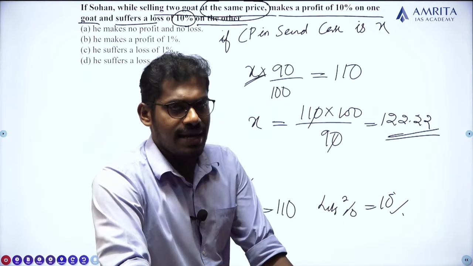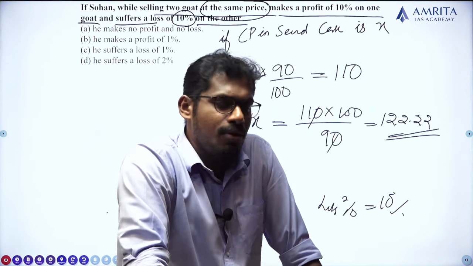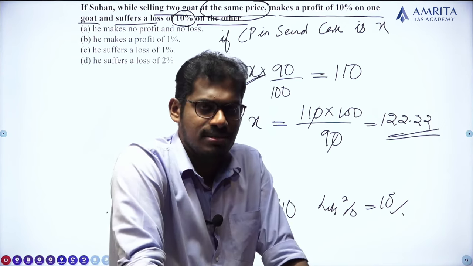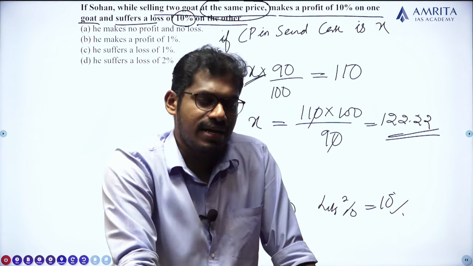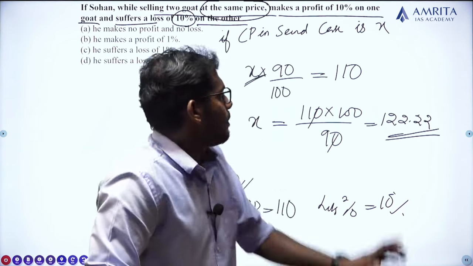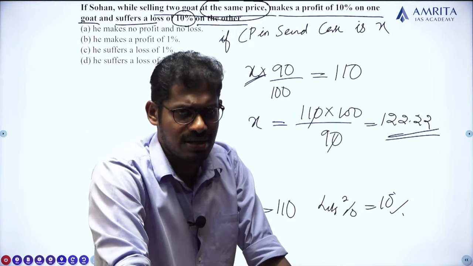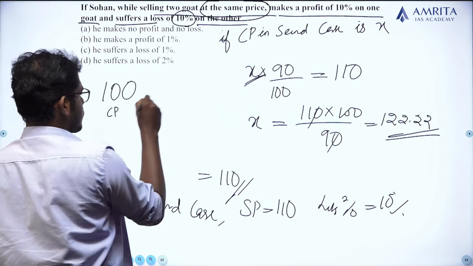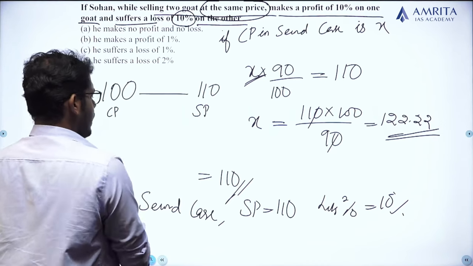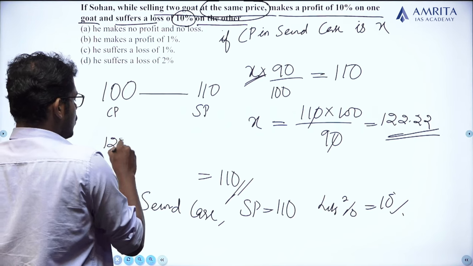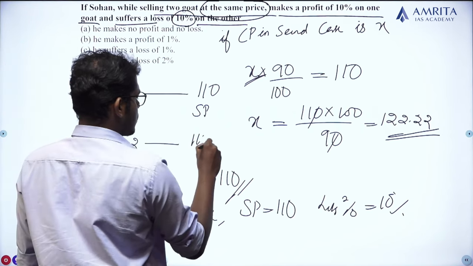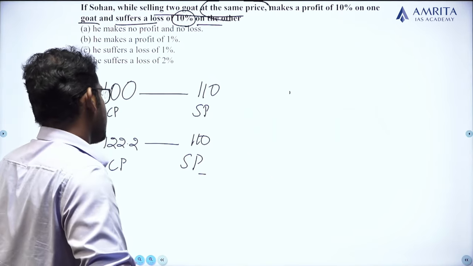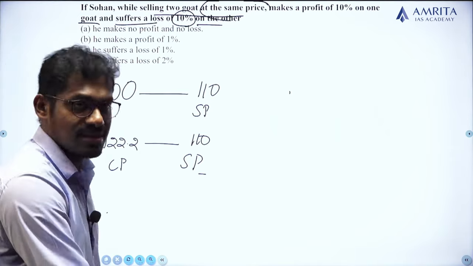So this is the idea. I have taken the cost price in the first case as 100, and I got the selling price in the first case as 110. Taking the selling price as the same in both cases, as the question demands, the selling price in the second case is 110. And we can find the cost price in the second case using the basic idea without relying on any equations. Clear? Okay, fine. So in the initial case, the cost price was 100 and the selling price is 110. In the second case, the cost price is 122.2 and the selling price is 110.